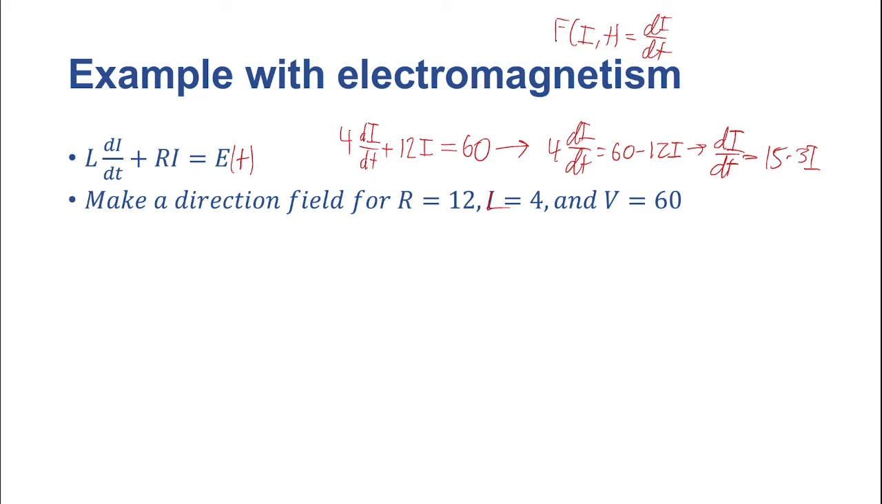So let's draw a slope field for this guy here. So we are going to draw here a function of I. We're going to have t there. We're going to have I there. Okay, so we want to see what this direction field looks like. So let's see, we are going to get something that looks a little bit like this.